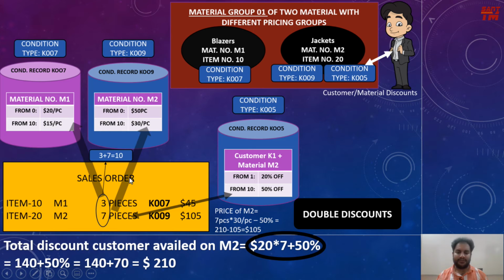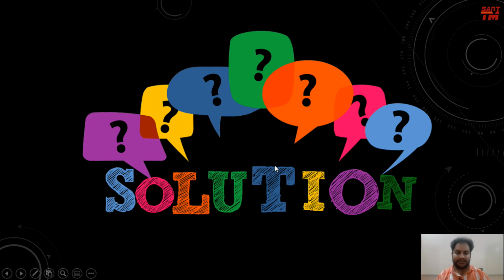I hope the problem is clear to you, that why these group conditions are causing problems in the SAP system, because the discounts can be accumulated more and more. Suppose there are 3 conditions, then a triple discount would be given to this material number M2. So the more the number of conditions, the more discount would be given to that customer. To avoid this problem, what is the solution?